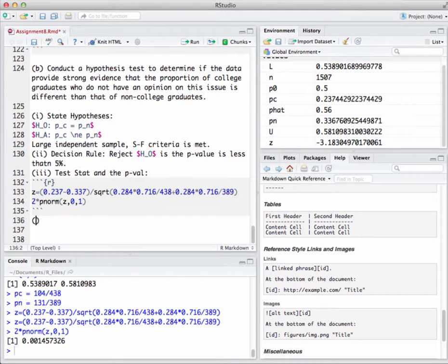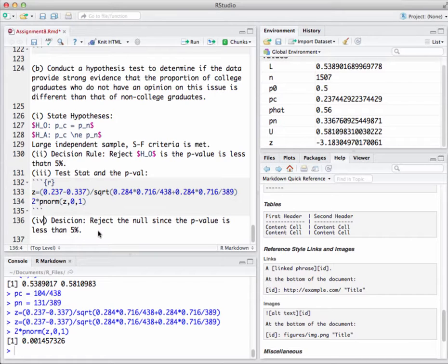So we're on to the next step of our hypothesis test, which is to state our decision. So what is our decision? The decision would be to reject the null hypothesis, since the p-value is less than 5%. Cool beans. That was actually not step 3, that's step 4 there.